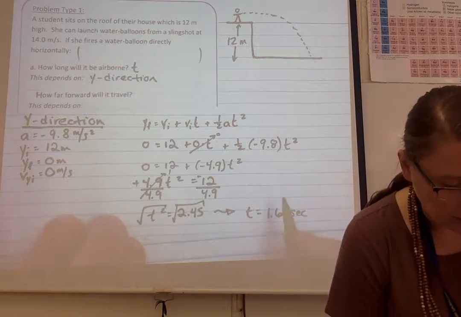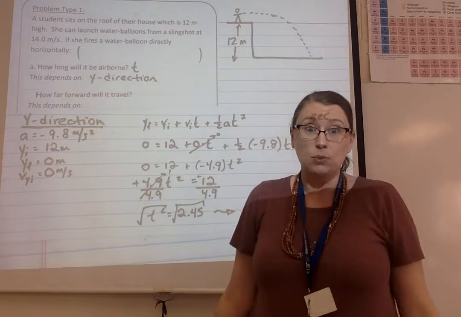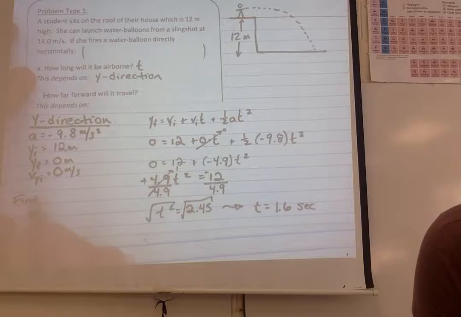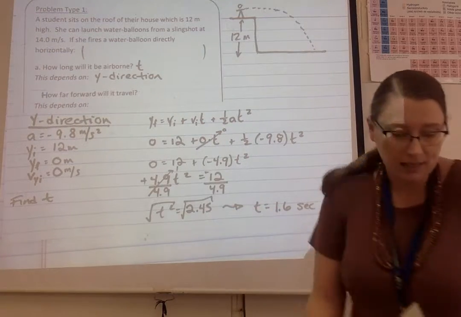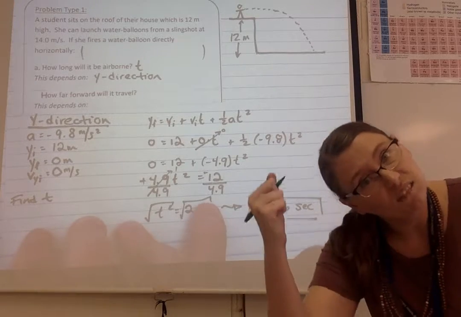Okay, so I have the time. Is this the answer? What was I looking for? I never wrote what I was trying to find. This is why Miss Brown always goes, find t is what it said, how much time. Good. Time is 1.6 seconds. All right, we got the answer to part A. Feeling like a boss. All right, moving on.